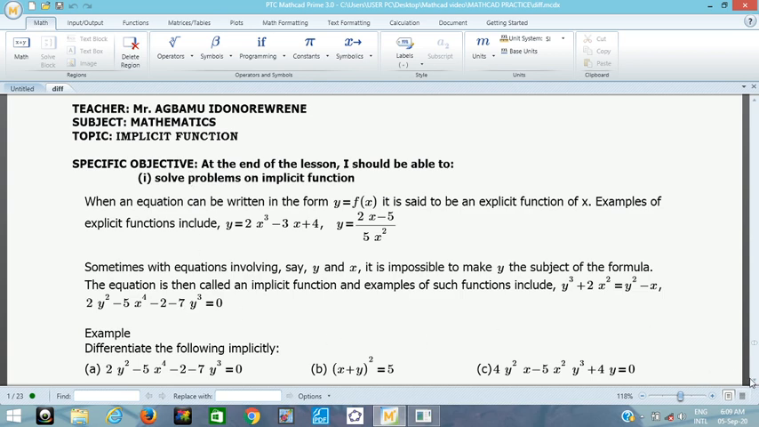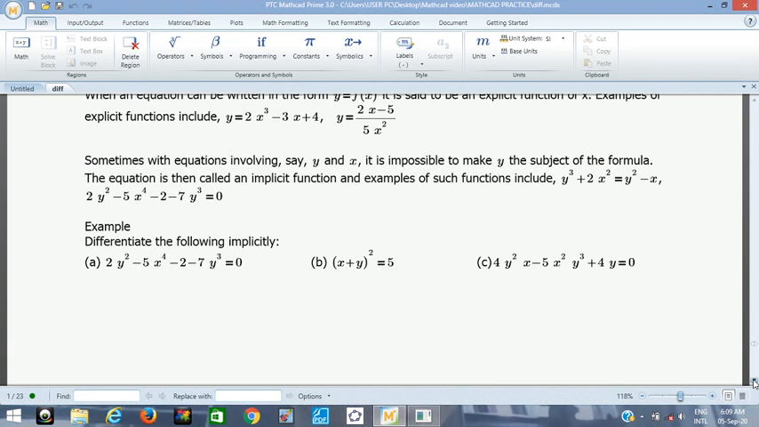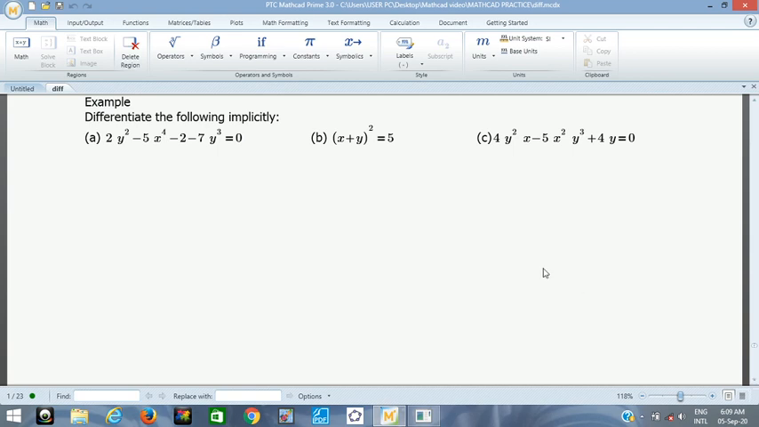So that is all I have to show you today, how to differentiate a situation of this kind without making y the subject first and then finding dy/dx. Just go straight to the point and find dy/dx. So let's start with these three examples I have here. Let me start with the first one.